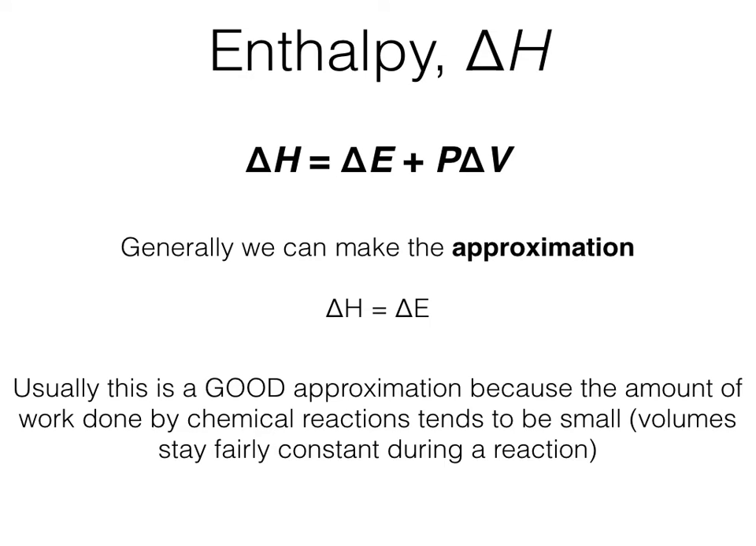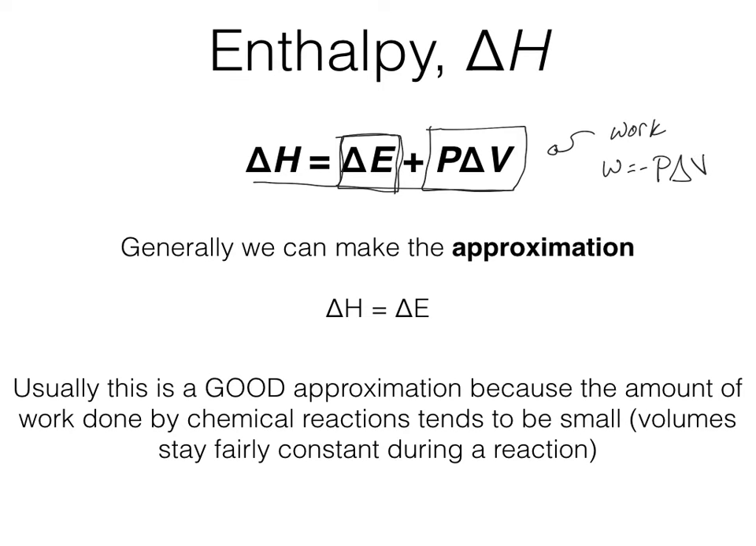Okay, so enthalpy is defined as the sum of delta E, the change in energy of the system, plus P delta V. Now remember that this is basically work, because work is equal to negative P delta V. And so this is really the change in energy minus work, in order to get that sign correct.